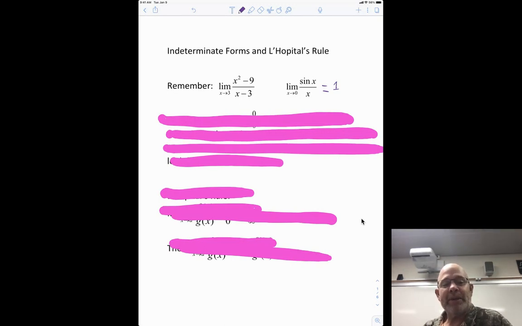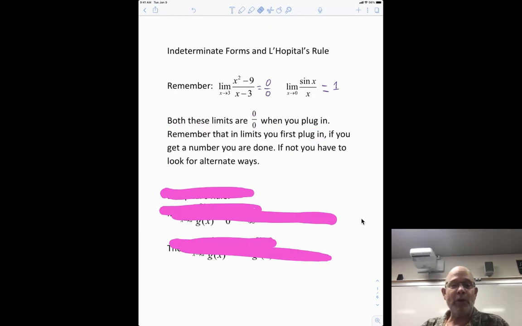And then the limit as x approaches 3 of x squared minus 9 over x minus 3. You remember, the idea of limits is plug it in, see what you get. But in this case, if you plug it in, you get 0 over 0, right? And we had to deal with that back in the beginning chapter. So both of these limits actually turn out to be 0 over 0 when you plug your number in.